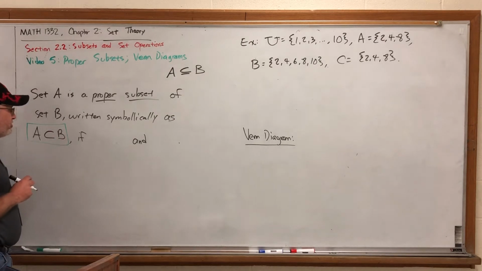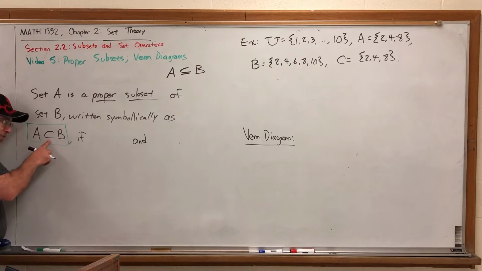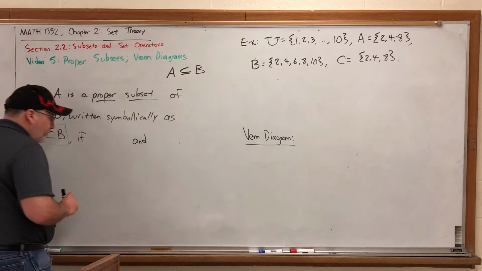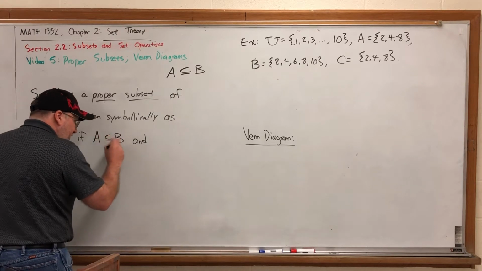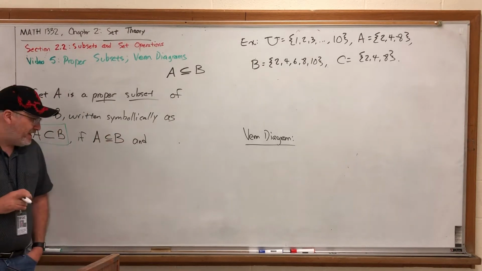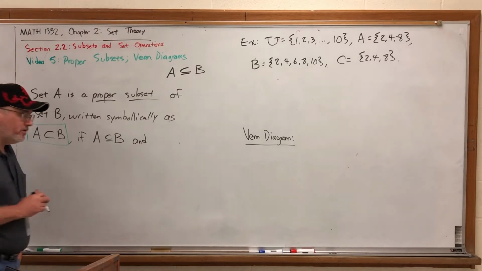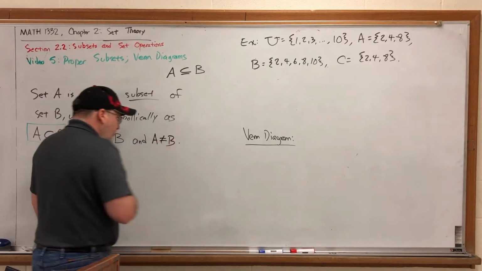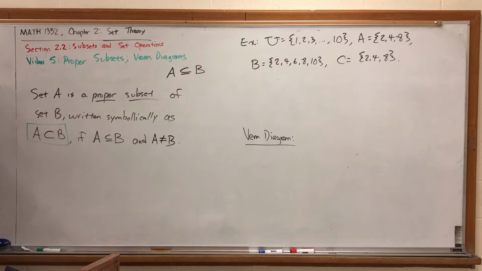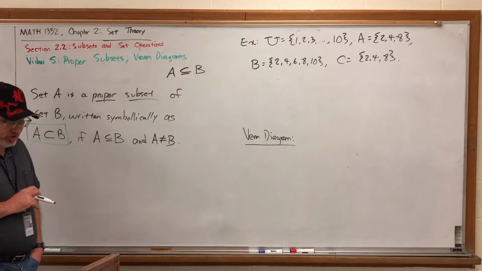Set A is a proper subset of set B, written symbolically as A ⊂ B, if two things. Number one, A is a subset of B, which still means that everything in A belongs to B. But there's a second condition: A is not equal to B. That's what makes it a proper subset. It is actually smaller in the sense that B contains things that A doesn't.